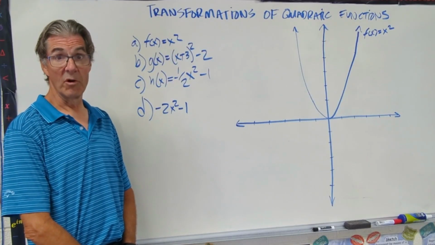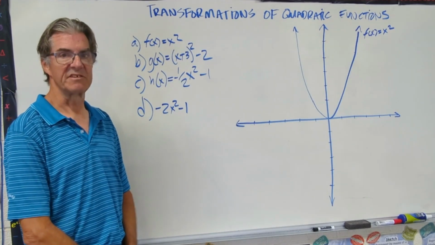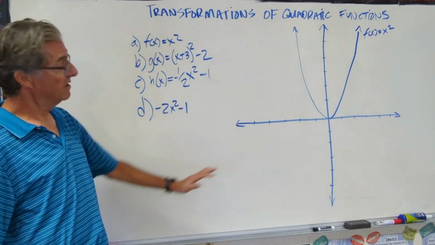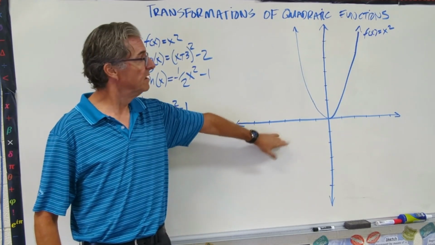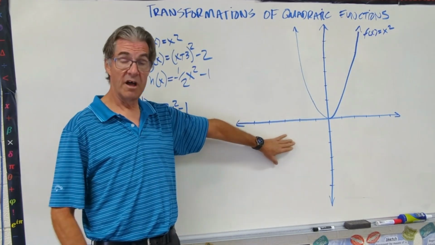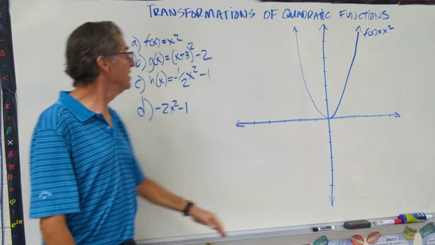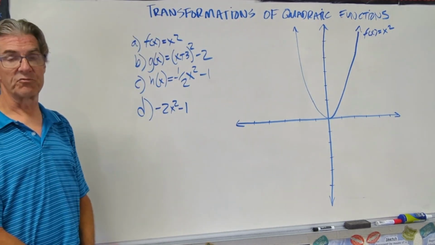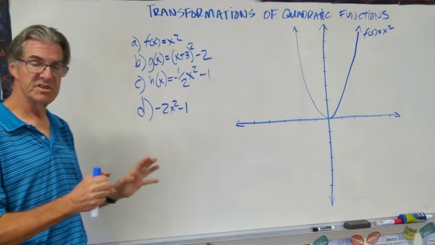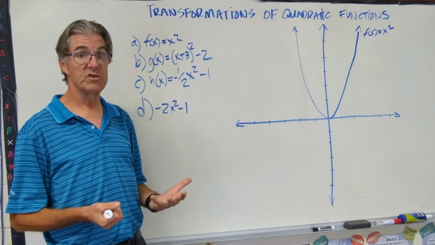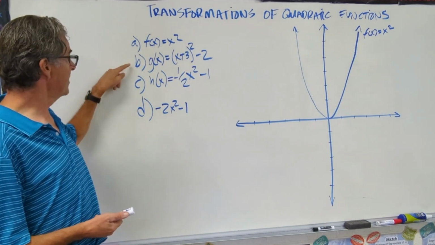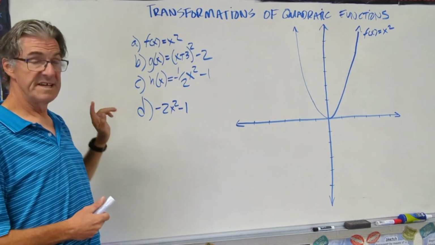Okay, one last board in this transformation of quadratics lesson. What I've done here is I've put our mother function, f of x equals x squared, on a coordinate grid, and we're going to put 3 more functions right on here. We're going to play around with what we just learned about all the different transformations of quadratics. So we've got these 3 more to add there.